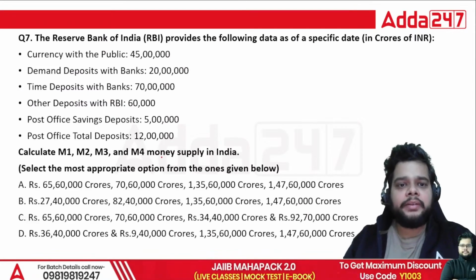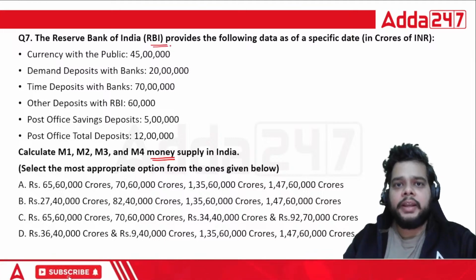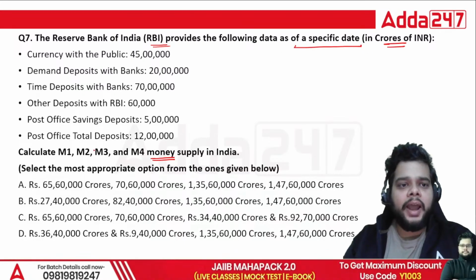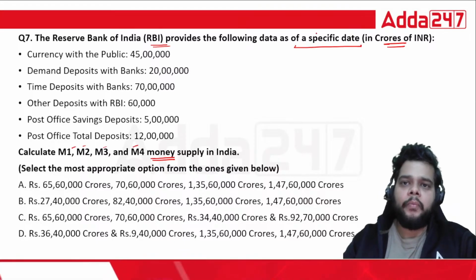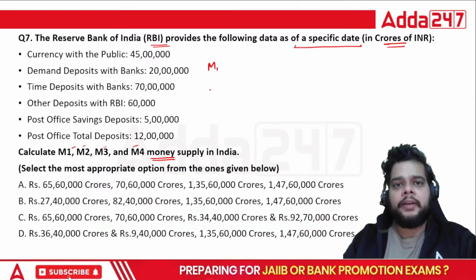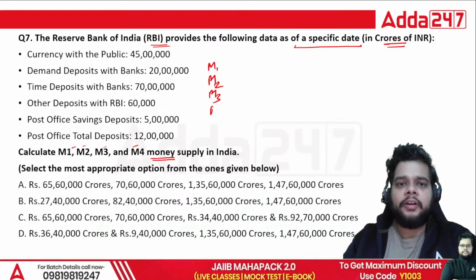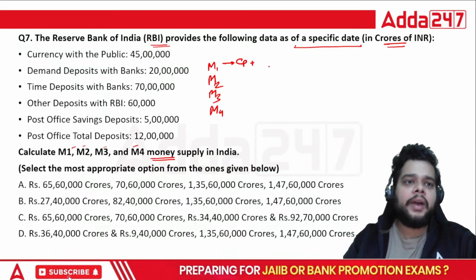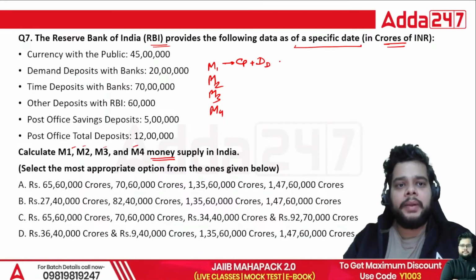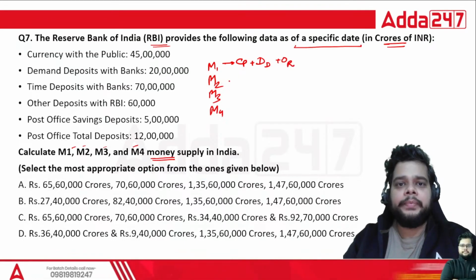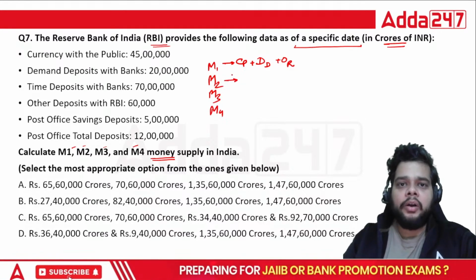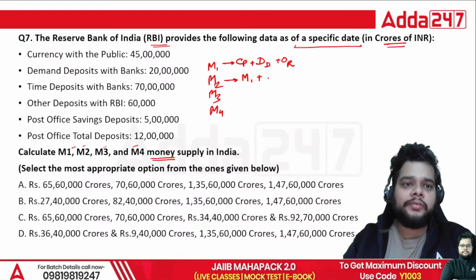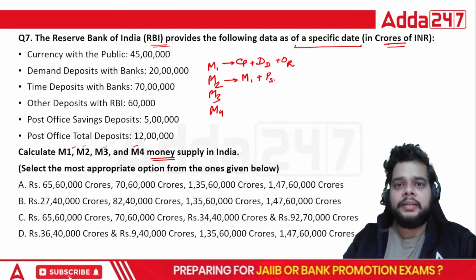Next, we have a question based on the money supply. The Reserve Bank of India provides the following data as of a specific date in crores of INR. You have to calculate M1, M2, M3, and M4. What is the basic formula for each? For M1, we have the currency with the public, plus the demand deposits, plus other deposits with the RBI. In M2, everything is there, and additionally, you will be adding the post office saving deposits.